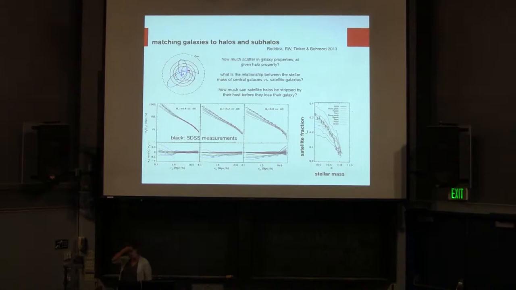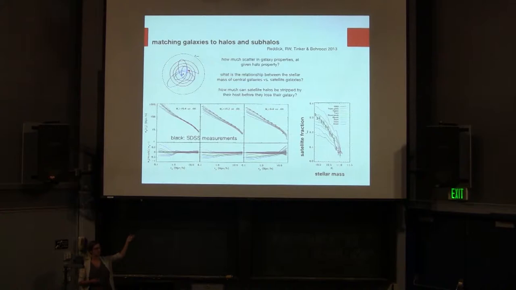So, I first mention some work done by Rachel Reddick, who you heard from this morning. This was a paper published earlier this year, where we actually looked at many different possible ways to associate galaxies with halos based on different properties. So you probably can't read what all of these properties are, but I don't actually think that matters too much. The key thing that's different between these properties is how much the satellites are stripped compared to the central galaxies.